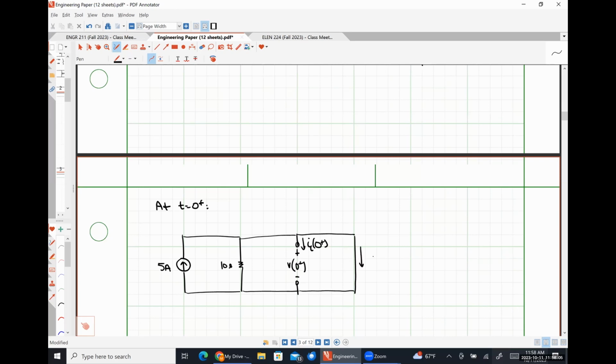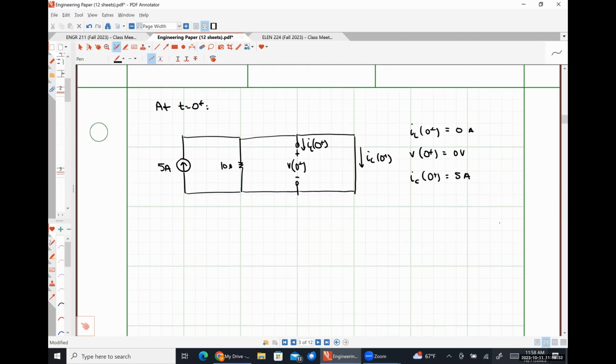Here is our current IC at 0 plus, and we can see that IL at 0 plus is still 0 amps. V at 0 plus is still 0 volts. IC at 0 plus is now 5 amps. Everybody on board with that? Okay. At t is equal to infinity.